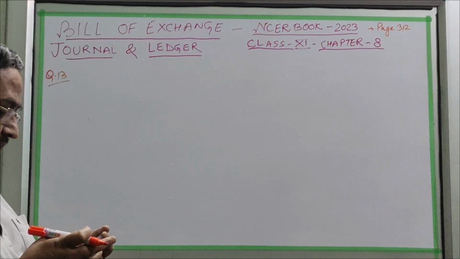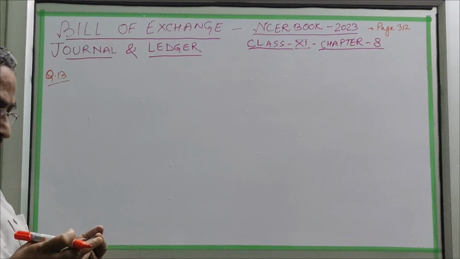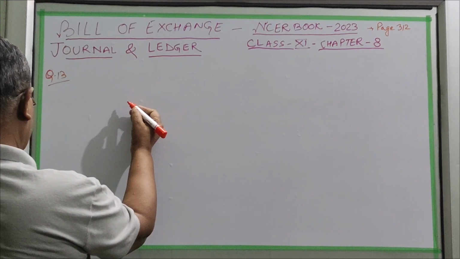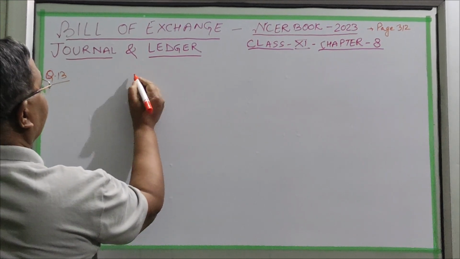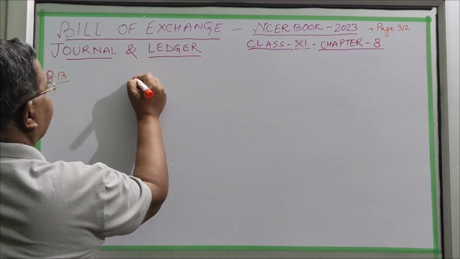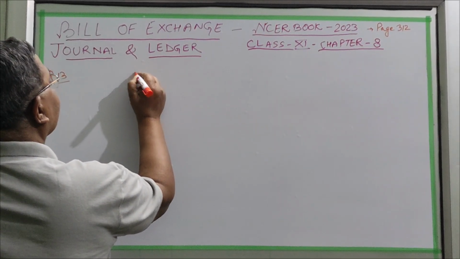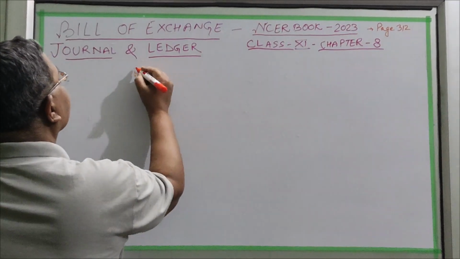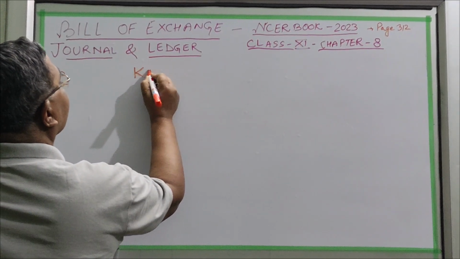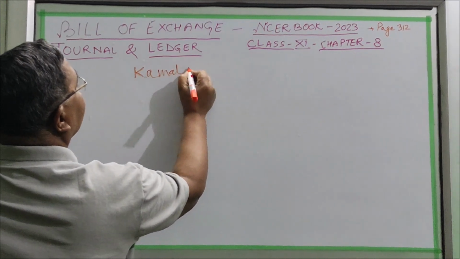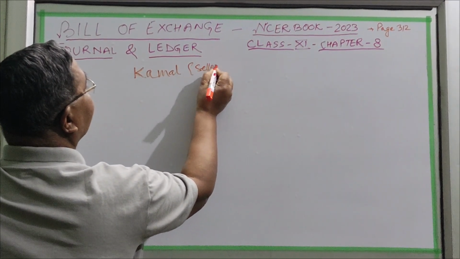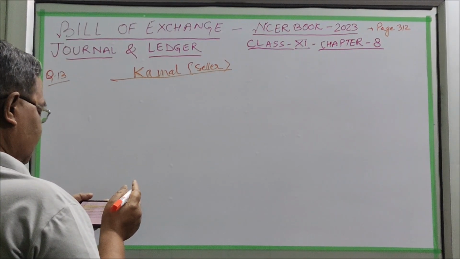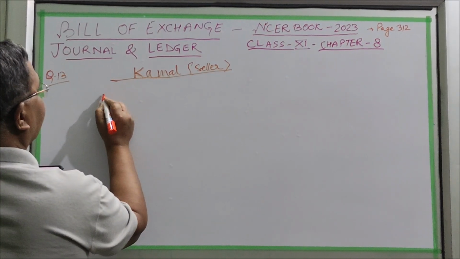Here Vimal purchased goods of 25,000 from Kamal. So for the journal entry we will start. Vimal has purchased from Kamal, so Kamal is the seller. Kamal is the seller. So Vimal purchased goods of 25,000 from Kamal.